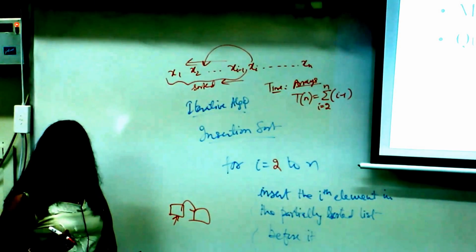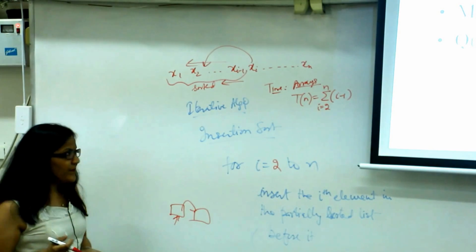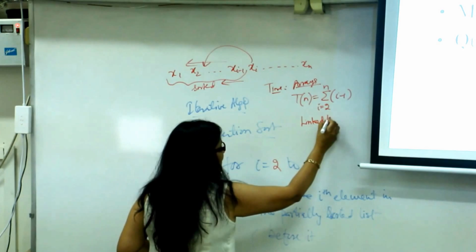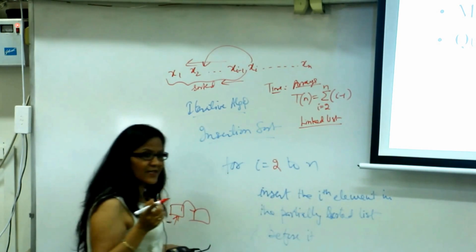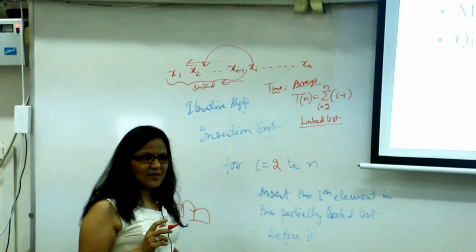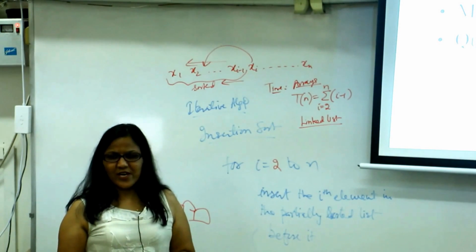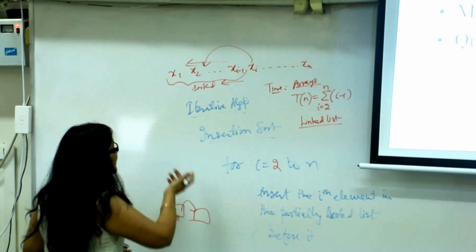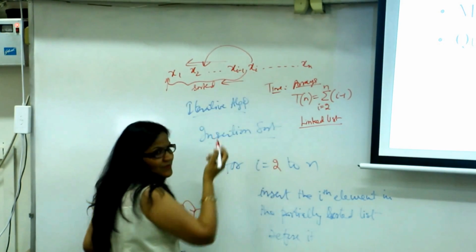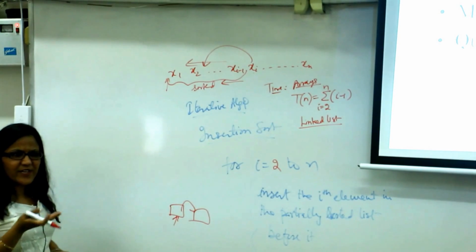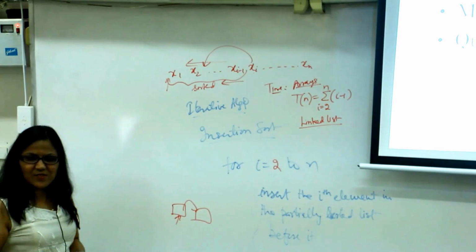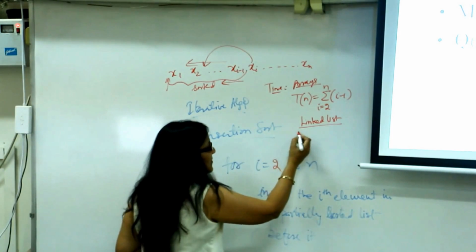Linked list? Again, linked list is iterative. In the ith step, we are again doing i minus 1 comparisons in the worst case, because it is possible that you start comparing from here and you end up here. So the best case for arrays is the worst case for linked list, and the worst case for arrays is the best case for linked list. Okay, so you get the same thing.